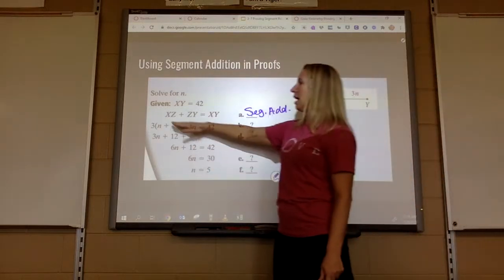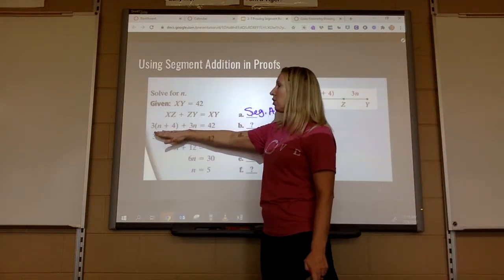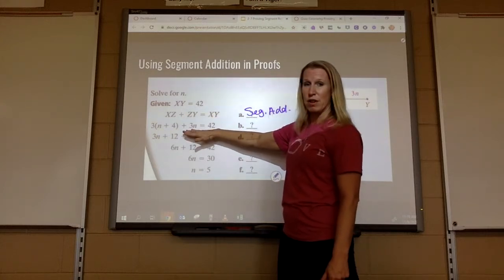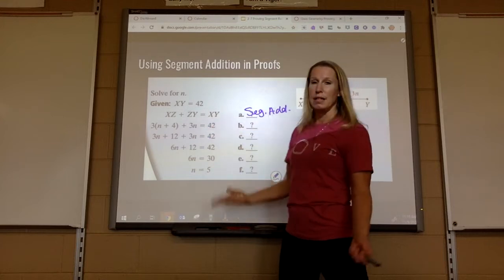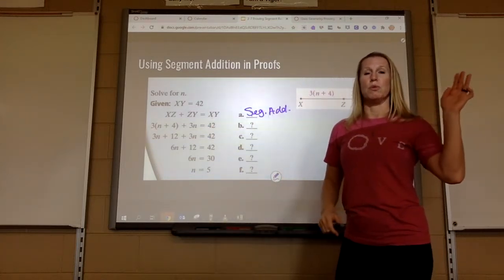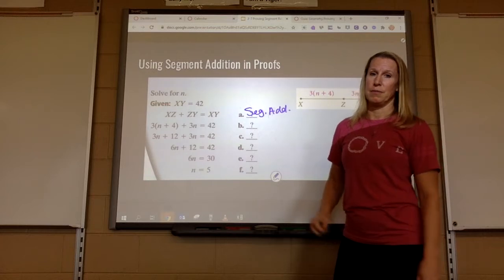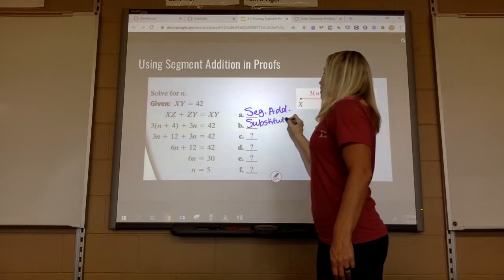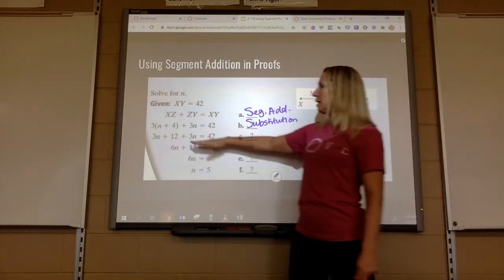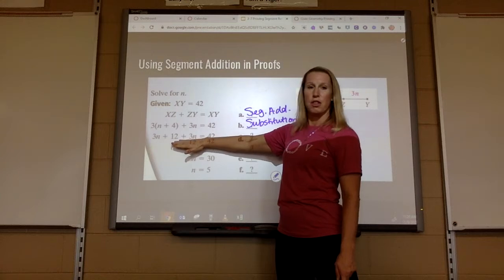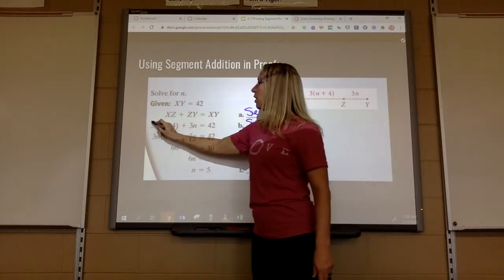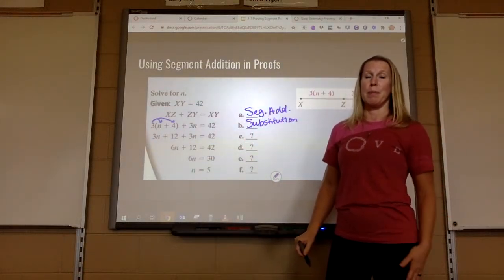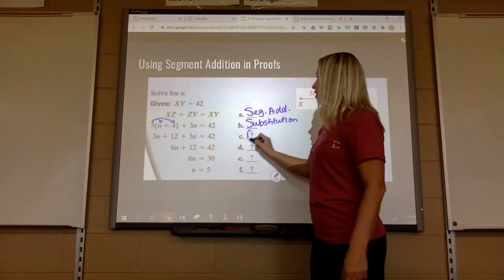Now notice, XZ got replaced with 3 times n plus 4. ZY got replaced with 3n. XY got replaced with 42. What is it called when you replace something with something else? That is called substitution. And then what we do is we say, well, what happened from the second line to the third line? What changed? Well, I took this 3 and I multiplied it by both things in the parentheses. I hope you remember that is called distributive property.